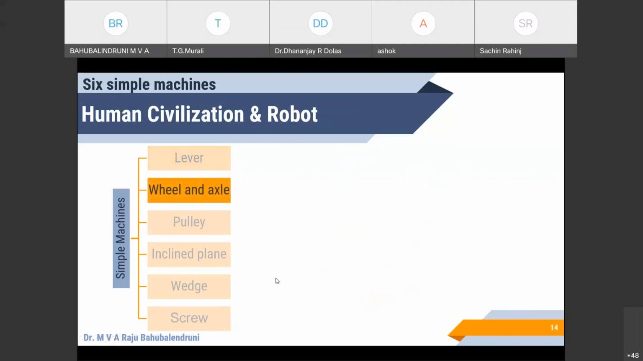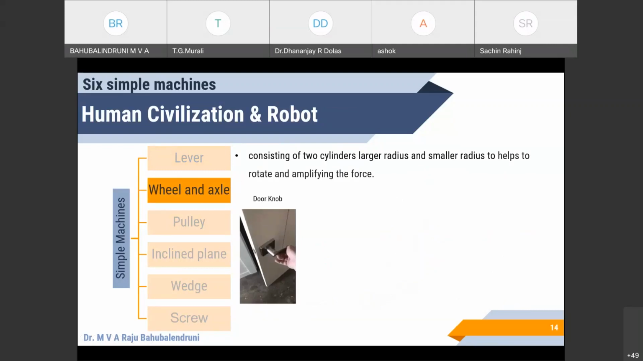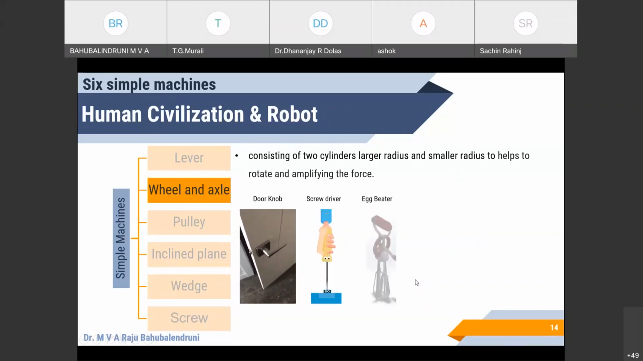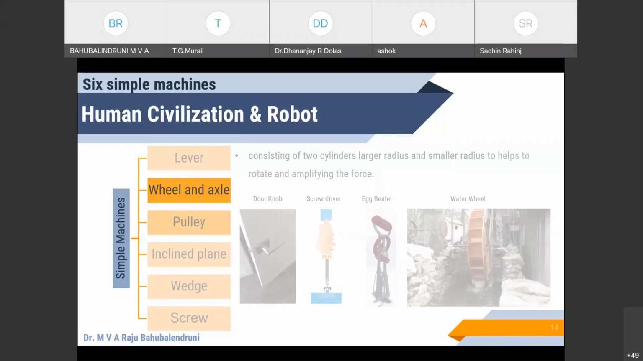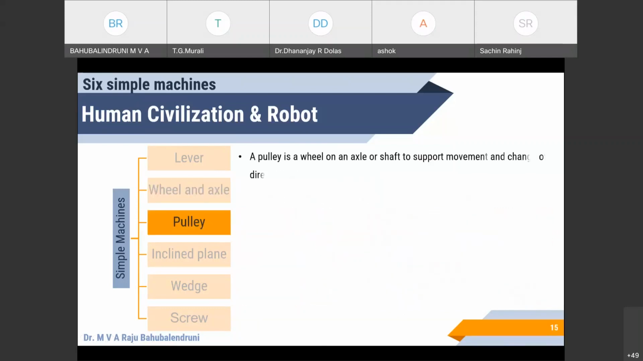The next thing is the wheel and axle. Here there are 2 cylinders, one with the larger radius, another with the smaller radius. Typically the smaller radius cylinder we call a shaft, and the bigger radius cylinder we call a wheel. So you can transfer the load from the bigger wheel to the smaller wheel or the smaller wheel to the bigger wheel. This mechanism was used initially for agricultural purposes to lift water for cultivation. The third thing is the pulley.